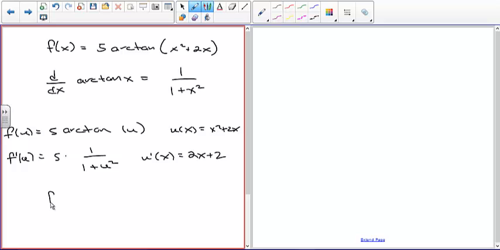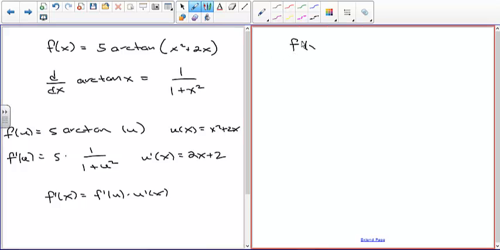So the chain rule says that f prime of x equals f prime of u times u prime of x. So we plug that in. So we get 5 times 1 over 1 plus u squared times 2x plus 2. So this is f prime of u. This is u prime of x. And then you plug u back in.